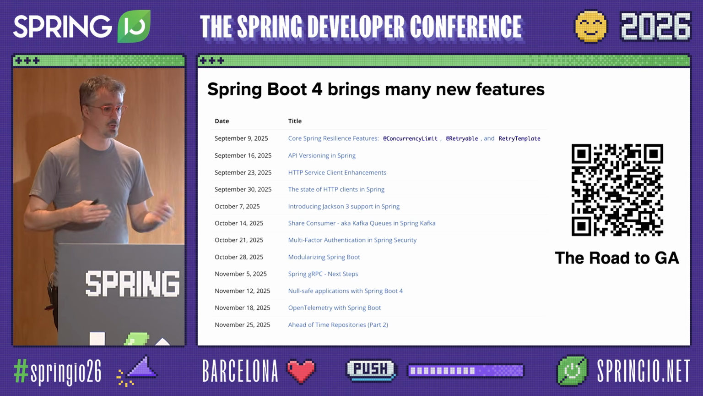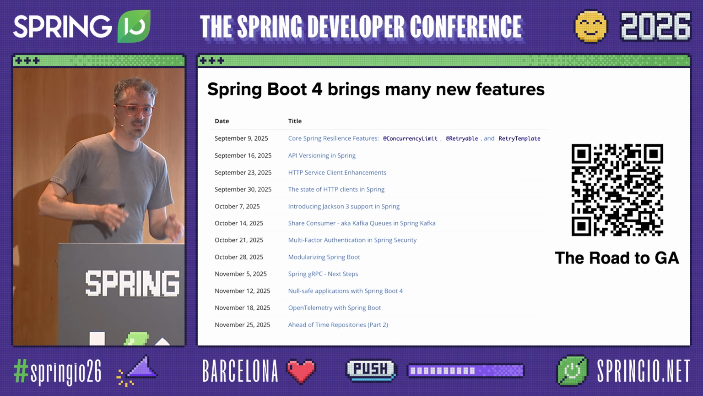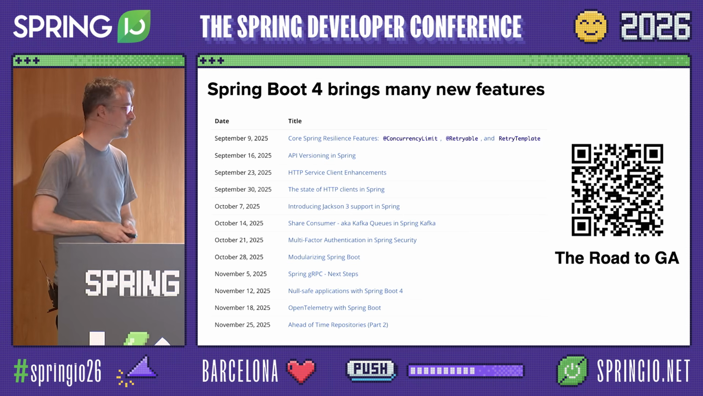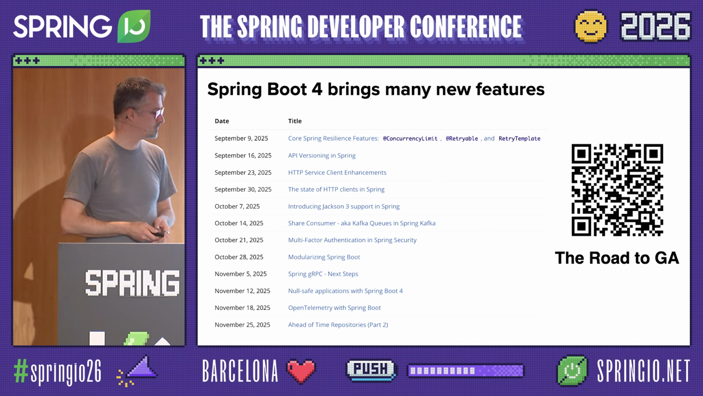dependency starters are changing. For the better, it's more explicit, so you will have fewer unwanted side effects when you just add a dependency and then some features pop up. So it's now much more explicit. So yeah, this Modularizing Spring Boot blog post is really worth reading.